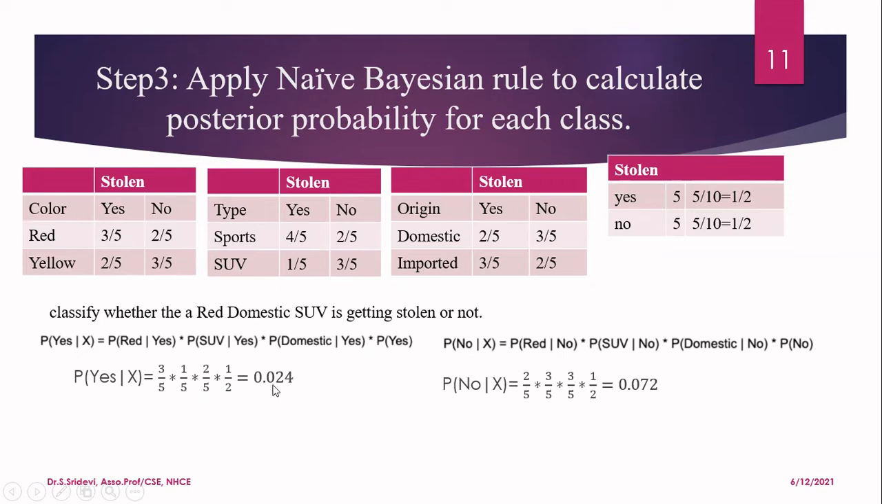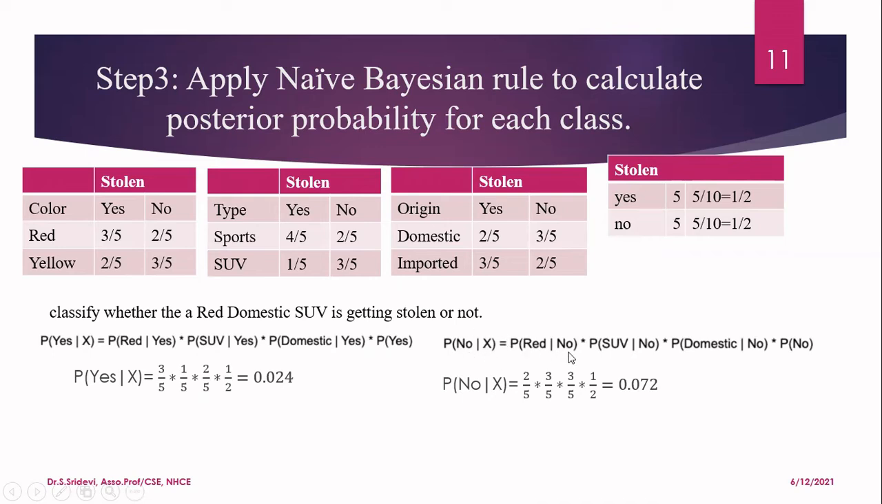That is nothing but 0.024. Now I have done this only for one of the target classes, yes. Now I have to do this for all the remaining target classes. Currently I have only 2 target classes. So now again go and compute what is the probability of getting no for the given instance.